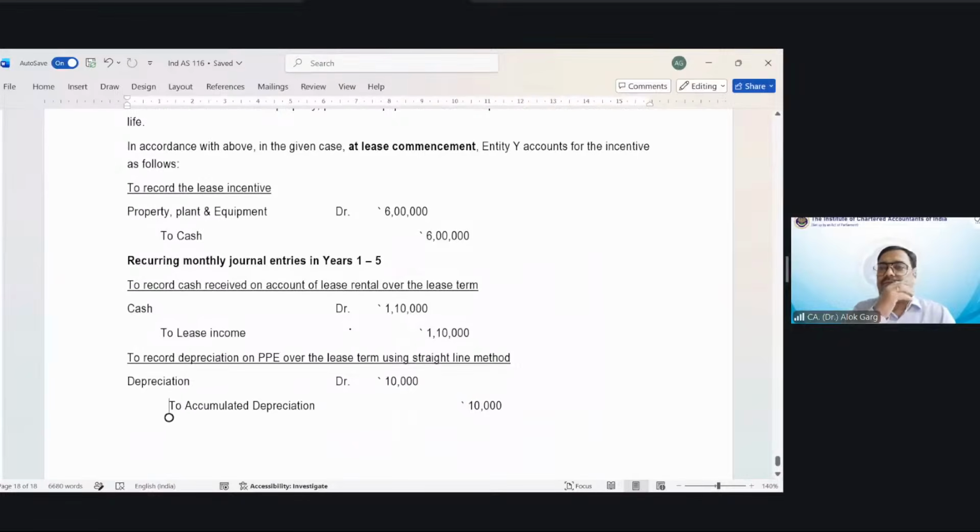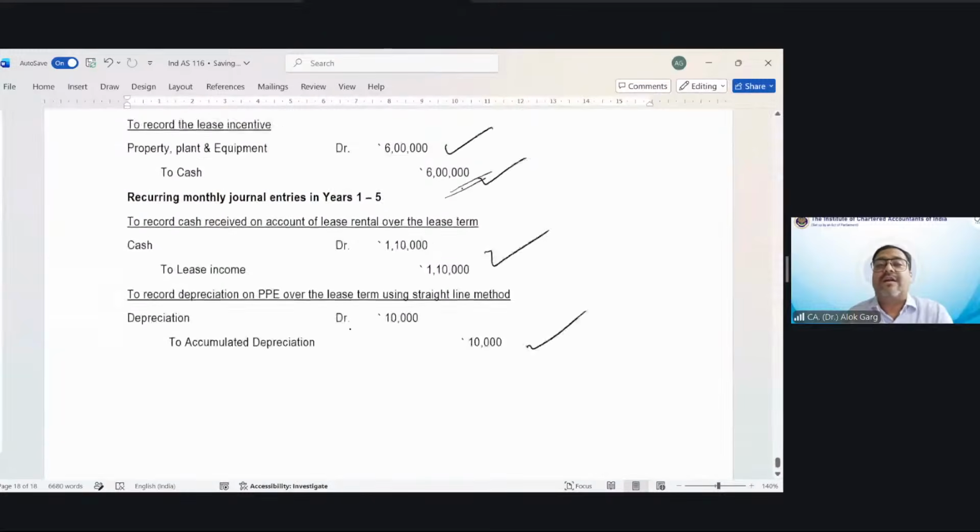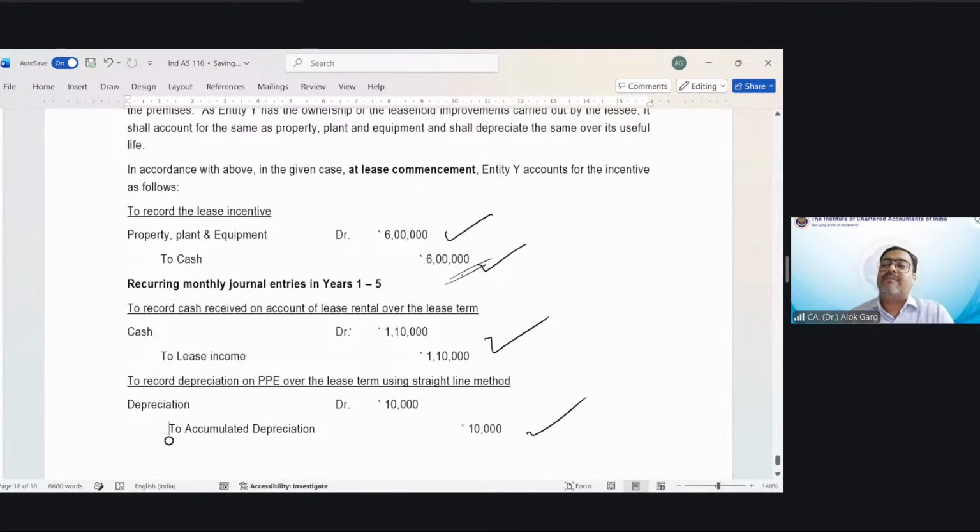First of all, the lessor has not given any money or incentive to the lessee. Whatever leasehold improvement the lessor has done, the lessor will debit fixed asset, property, plant and equipment, to bank, 6 lakh rupees. Then he will record bank to lease income 1,10,000 rupees, and he will charge depreciation on the 6 lakh rupees, depreciation to accumulated depreciation 10,000 rupees. This is the accounting he will do. Since he has not given any incentive, he has done the renovation, this leasehold improvement has to be capitalized as an asset and depreciated over the life of the leasehold improvement. Is that clear, my dear friends?